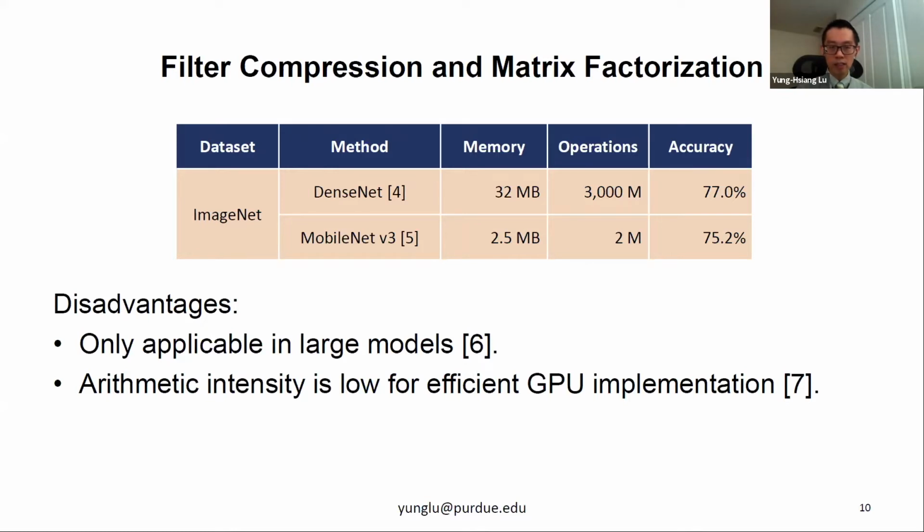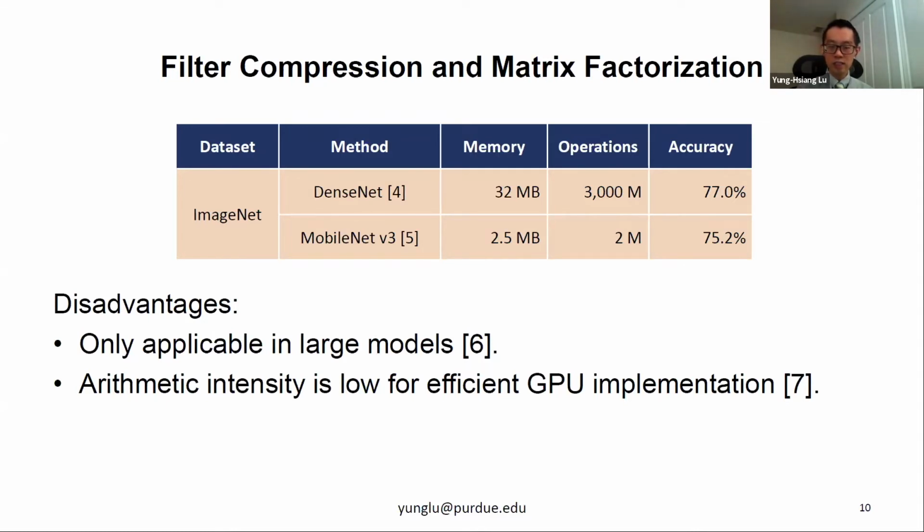This method has two limitations. First, it's effective only for large neural networks. In the earlier example, a very simple example we saw, you only reduce from 9 to 6. That's not a huge amount of reduction. So it's effective only when your neural network is already large.